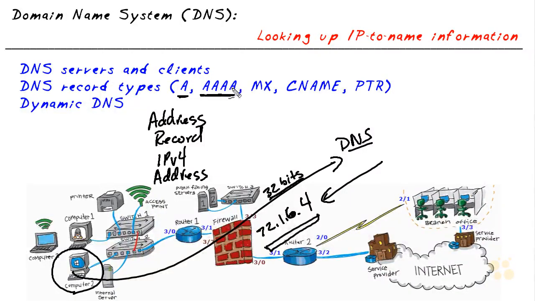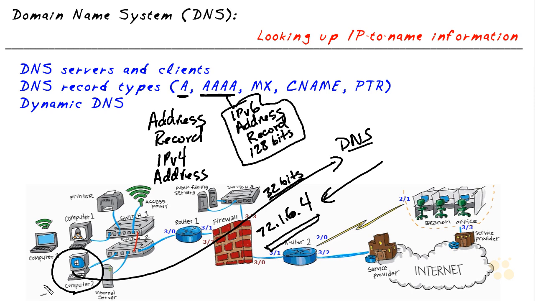And a quad A record with 4 A's is an IP version 6 address record. And IPv6 is 128 bits in length. So if Bob's computer had been running IPv6 and Bob's computer made a DNS request looking for the quad A record for www.google.com, the response back from the DNS server would be expected to be an IPv6 answer, which is 128 bits in length. Or rather, that's the length of an IPv6 address.